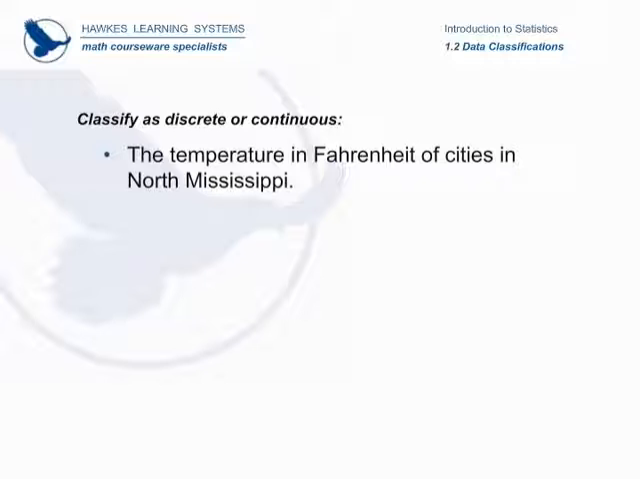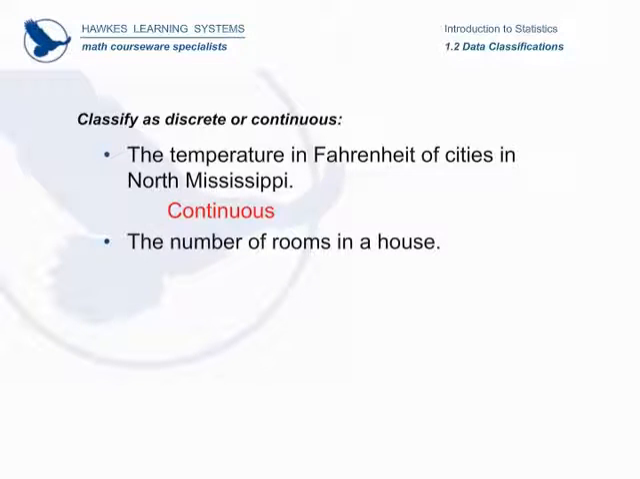Now let's see how we can classify data as being discrete or continuous. The temperature in Fahrenheit of cities in North Mississippi. That would be continuous data, or a range of possible temperatures. The number of rooms in a house. That would be discrete because a house has a specific number of rooms.